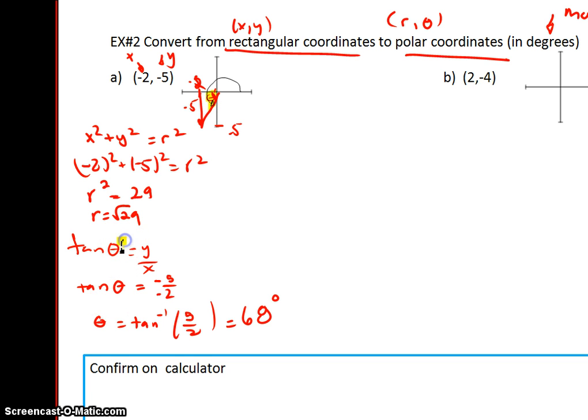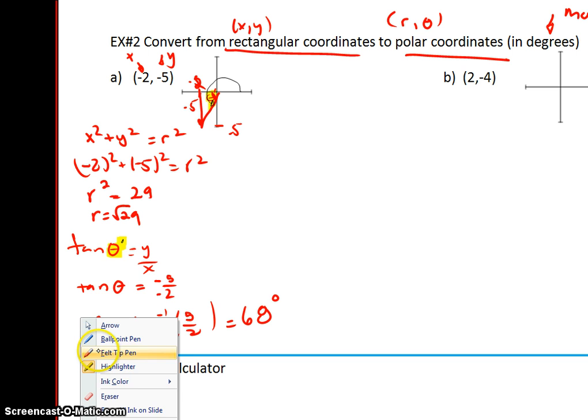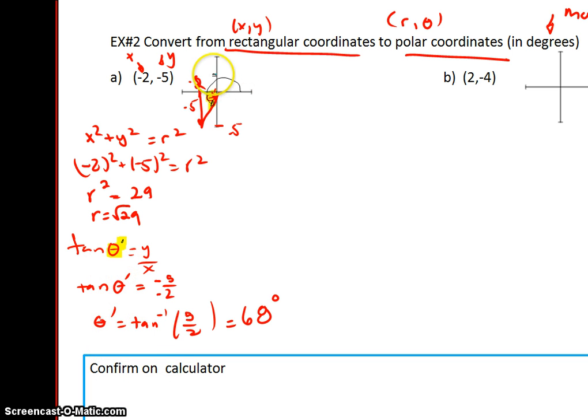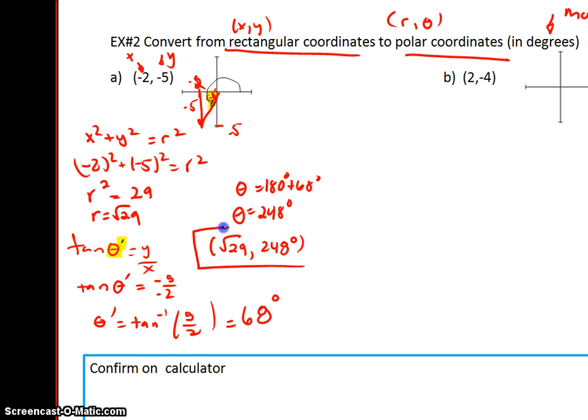Okay, that's my theta prime. What I really want to do is find that big angle all the way around. So that's 180 degrees plus 68 degrees. So my theta is 180 plus 68 degrees, so my theta is 248 degrees. So my polar point is r comma theta, so it's root 29 comma 248 degrees. Okay, so in this example, because we're in quadrant 3, we had to add 180 because halfway around is 180 plus a little bit more.